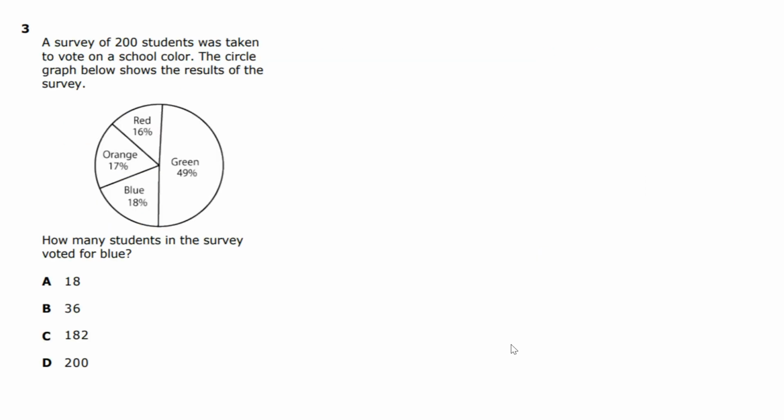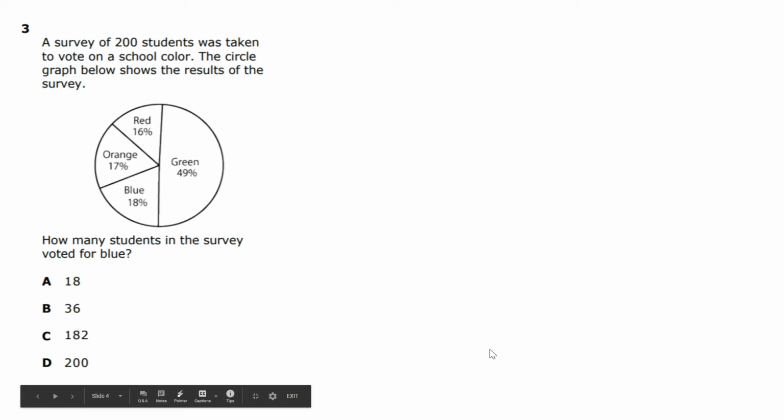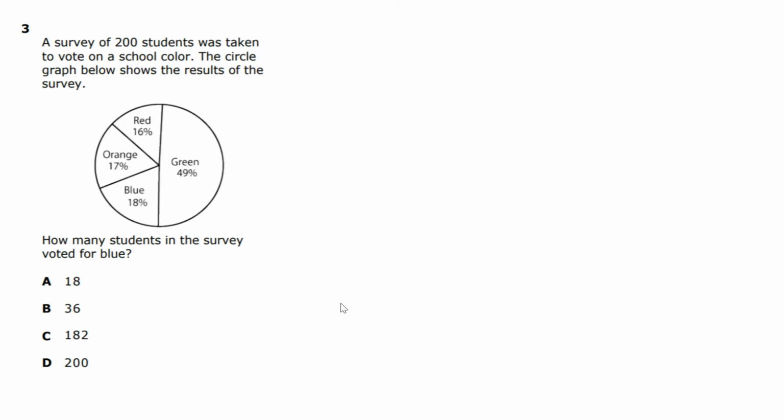Number 3. A survey of 200 students was taken to vote on a school color. The circle graph below shows the results of the survey. 16% voted red, 49% voted green, 18% voted blue, and 17% voted orange. How many students in the survey voted for blue? There were 200 students for 18%. So how many voted for blue?